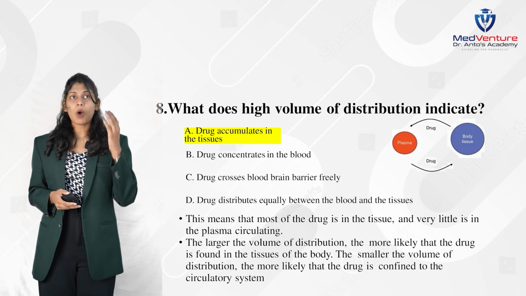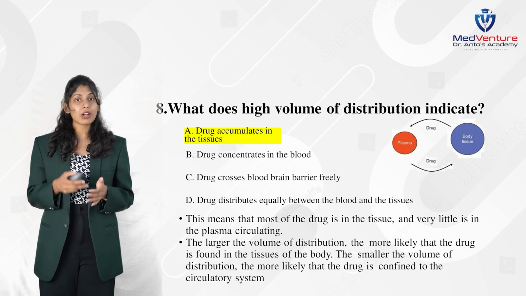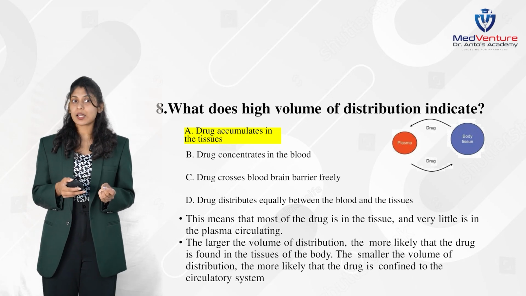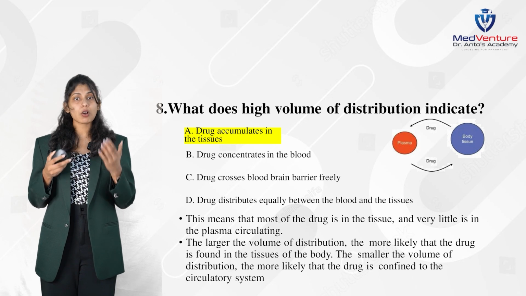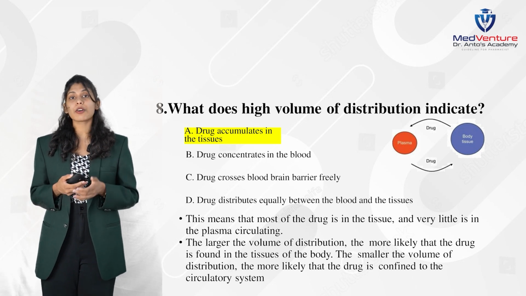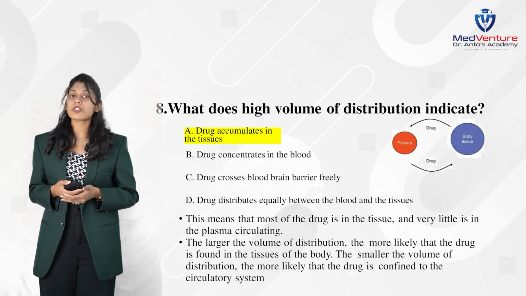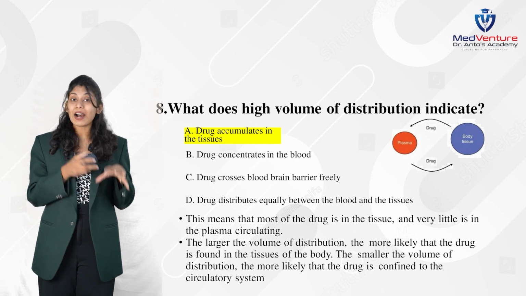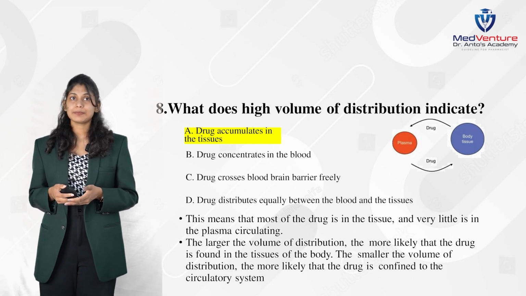So high volume of distribution means most of the drug is in the tissues and very little in the plasma circulation. The larger the volume of distribution, the more likely the drug is found in the tissues of the body, and the smaller the volume of distribution, the more the drug is confined to the circulatory system.